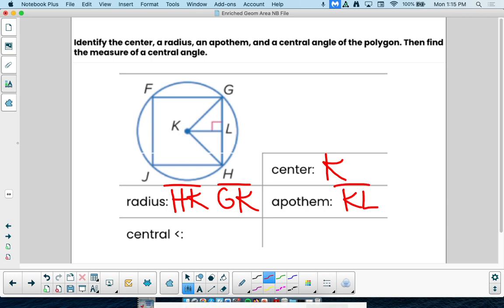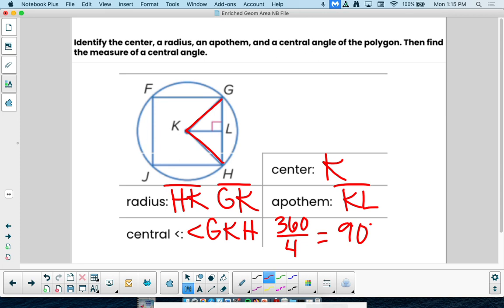Now they want us to name the central angle. So it goes from one radius to the center to another radius. So how would you name that? Angle GKH. How can we find that measure? 360 divided by the number of sides, which is 4. So what is that? 360 divided by 4. It probably is 90. Correct. There you go. 90.